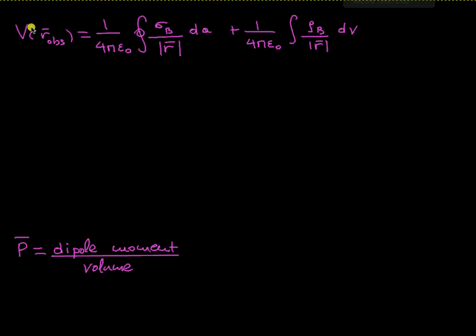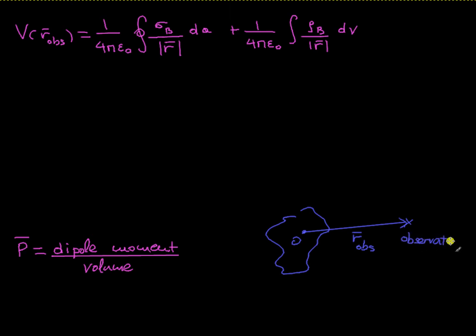Now, the potential at some observation location, so let's say here is my origin, and I have my object somewhere here. From here to the observation location, this will be my R obs, and this point marked with X, this is my observation location. This is where I want to find the potential and the electric field.